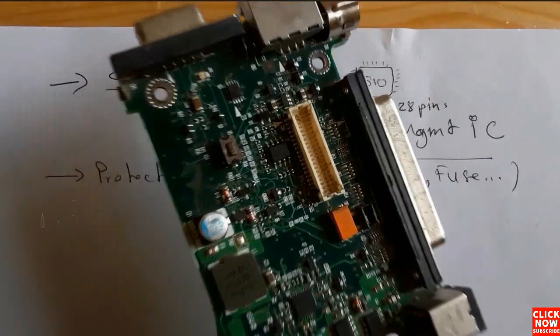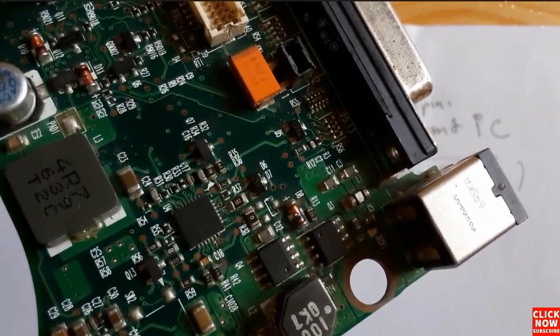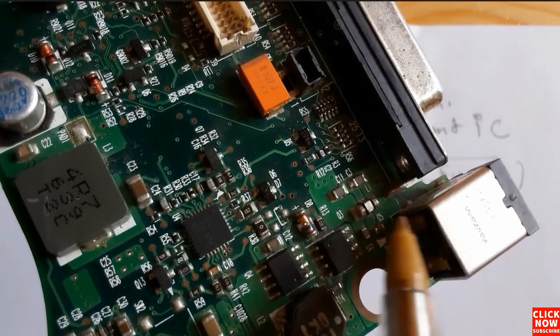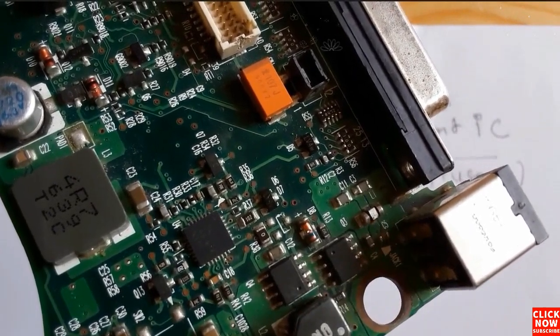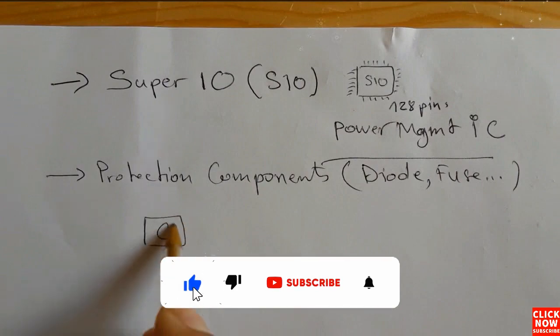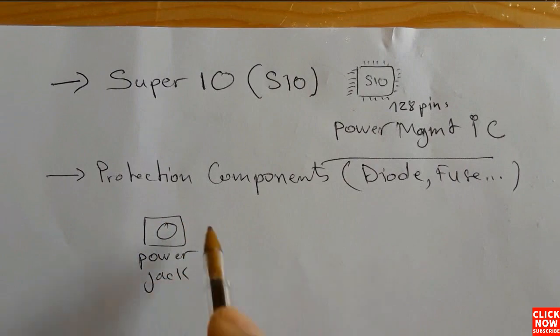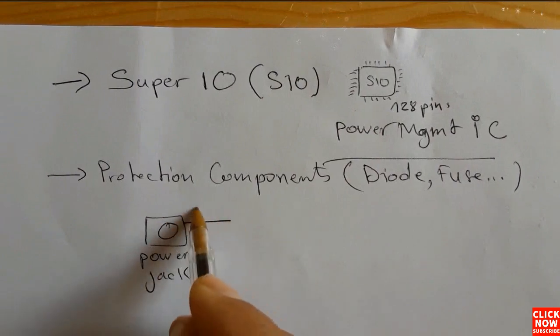For this motherboard, for example, near the power jack, as you can see, we have this. This is basically a fuse. So if you have any failed protection component, the motherboard will be a dead motherboard. So I will explain to you.